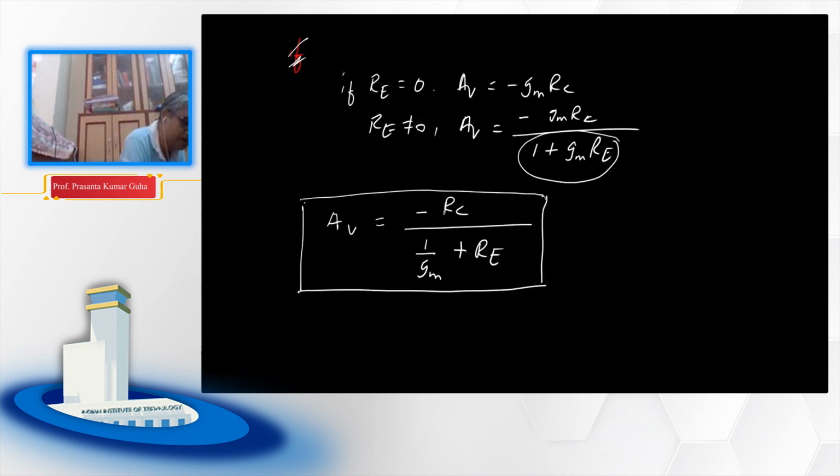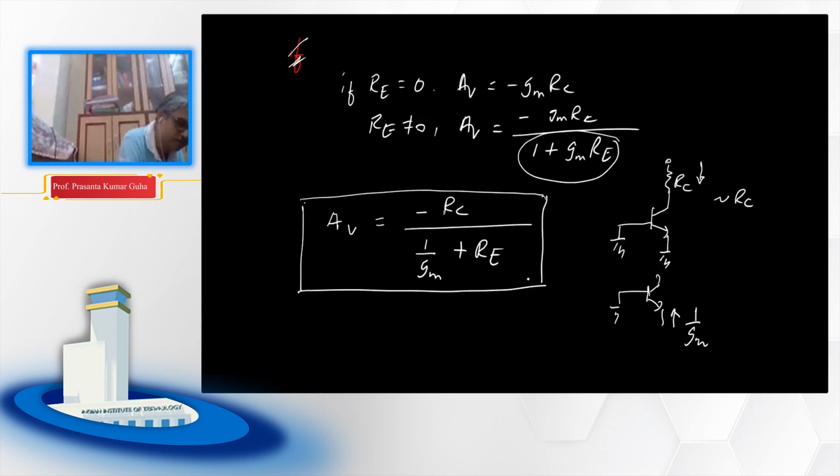You remember when we were discussing impedances looking from different sides. If we AC and DC ground, if there is a resistor RC, and if we don't bother about r naught, then the resistance looking from the collector side will be RC. Similarly, when we discussed the resistance looking from the emitter side, it was 1 by gm.